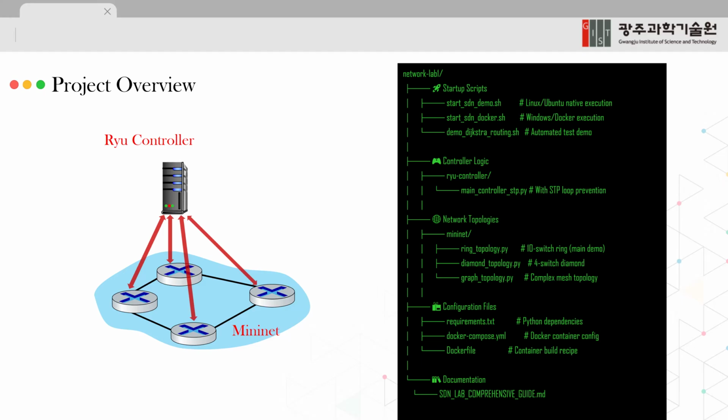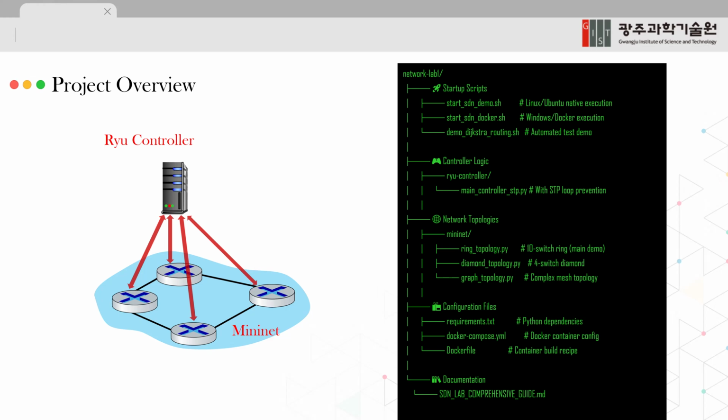Let's start by understanding the project's overall architecture and how files are organized. Looking at the system's architecture, we have a hierarchical structure with clear separation of concerns. At the top level sits the real controller, which acts as the brain of our network. The controller maintains a global view of the network topology, makes routing decisions, and manages the behavior of all switches. It's the central point of intelligence in our SDN architecture.